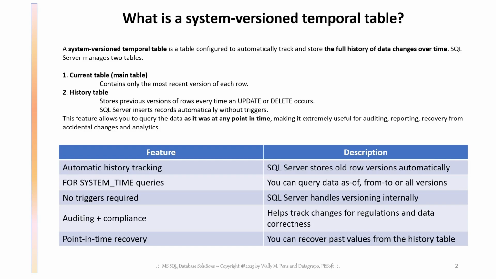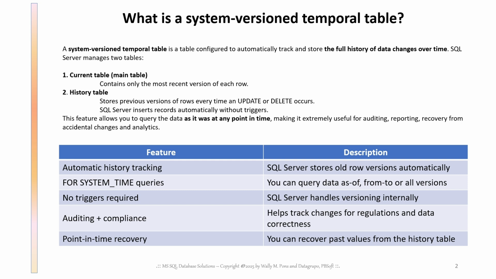What is a system versioned temporal table? A system versioned temporal table is a table configured to automatically track and store the full history of data changes over time. SQL Server manages two tables. One is the current table, and the second one is the history table. The current table, also known as the main table, contains only the most recent version of each row.